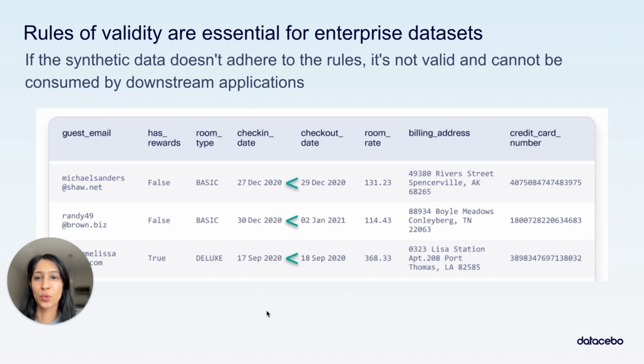So what exactly is a rule of validity? Well, here's a simple example of hotel guests checking into and out of hotels. The rule of validity here is that the check-in date for a guest must always occur before their checkout date. No exceptions. And this isn't a probabilistic trend, right? It's a rule that needs 100% accuracy. And if synthetic data doesn't adhere to that rule, it's not valid, and a downstream application may not be able to use it. And so that's why it's especially important to adhere to these rules for enterprise datasets.